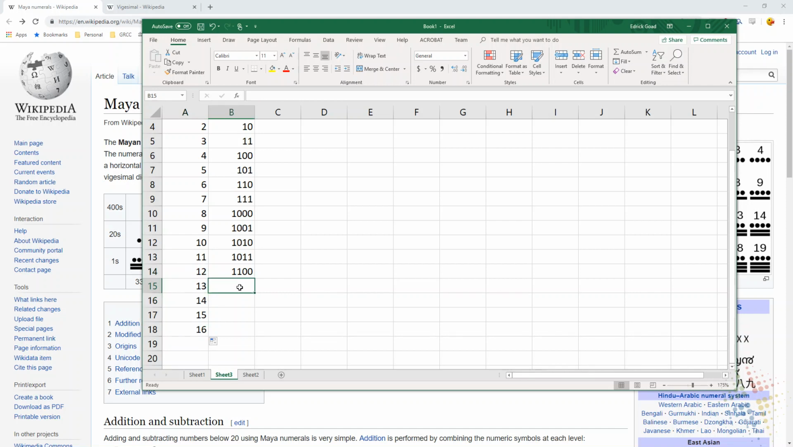That we can actually go all the way down to, oh, not 16. Well, let's see. 1101, 1110, 1111. And then we get all the way up to 16, 10000. There we go.